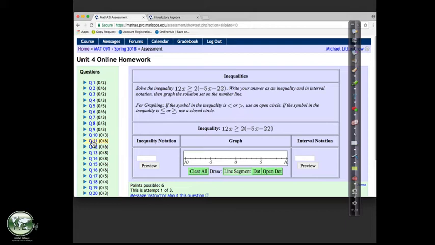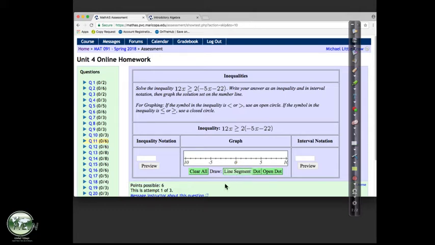So this is good. This is not a compound inequality. This is just a single inequality, but it does have an x on each side of the inequality sign. On this side we're going to have to distribute that 2. So we've got a little bit of work to do here. Solve this inequality. Write your answer as an inequality and in interval notation. Then graph the solution set on the number line.